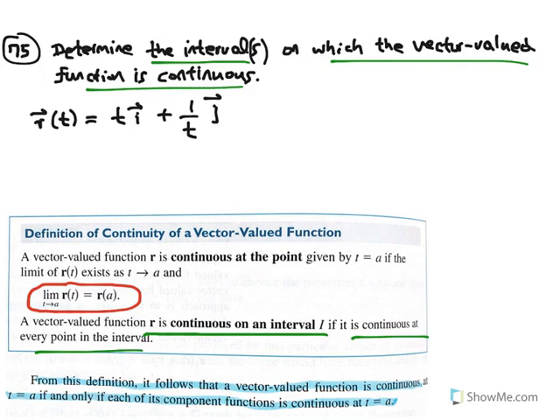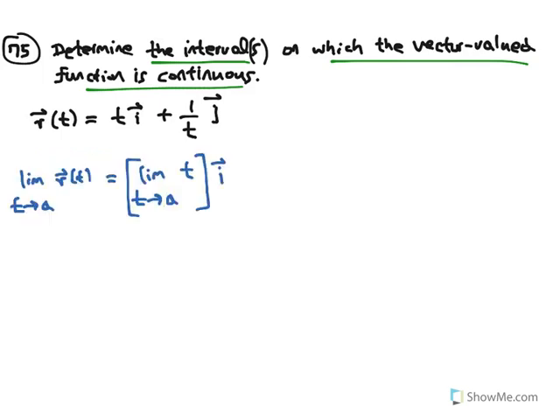It would be easier for us to think, for what values of t will this vector-valued function not be continuous? And then it must be continuous for all other values of t. And as we learned earlier, we're going to do this on a component-by-component basis. A vector-valued function is continuous at t is equal to a if and only if each of its component functions is continuous at t is equal to a.